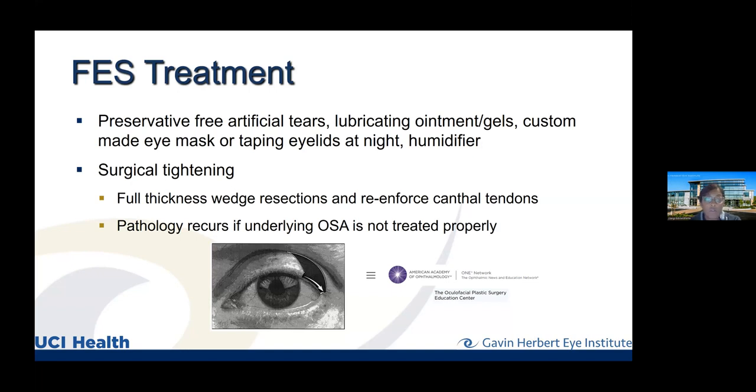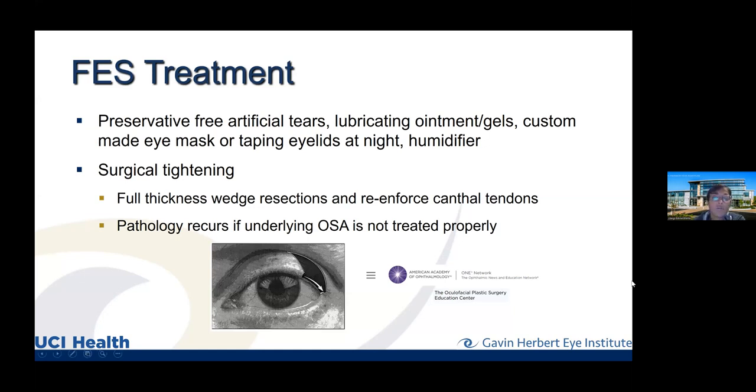So in terms of surgical approaches to these patients, the first thing I want to emphasize is that I could do this all day long, and if we don't treat the obstructive sleep apnea, it will recur. So the surgery will fail if we don't treat the underlying cause of the problem. And so it's very important that that be addressed first. So diagnosis and then management of the sleep apnea.